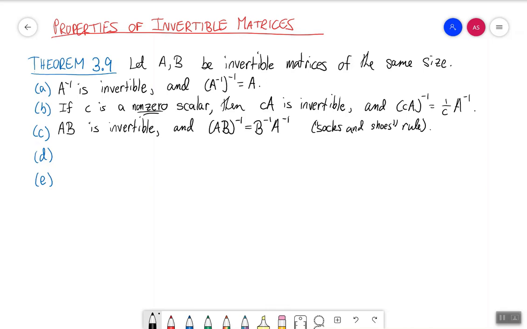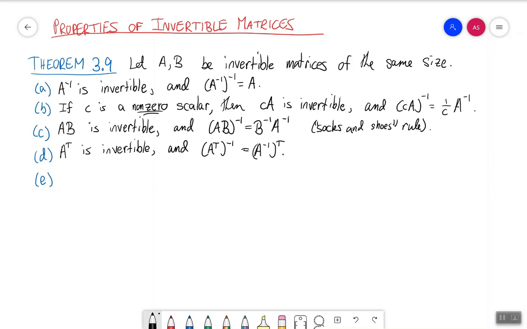Note the change in order. To help remember it, I will sometimes call this the socks and shoes rule. The reason being that if I first put on my socks and then put on my shoes, then to undo that, I need to take off the shoes first and then take off the socks.